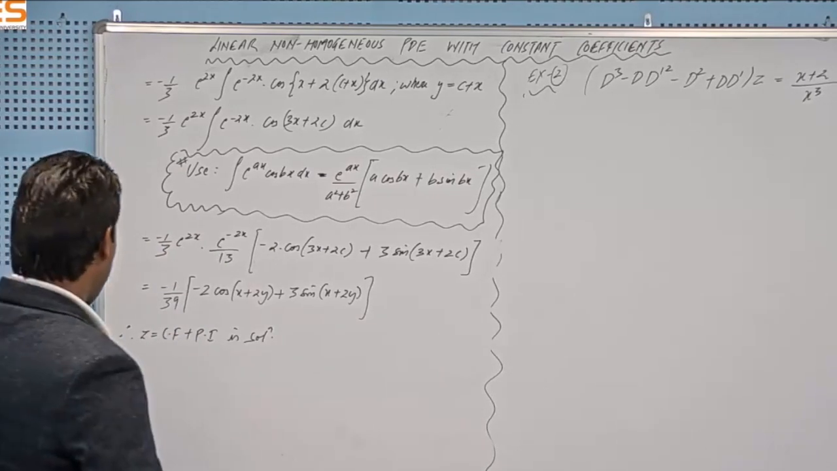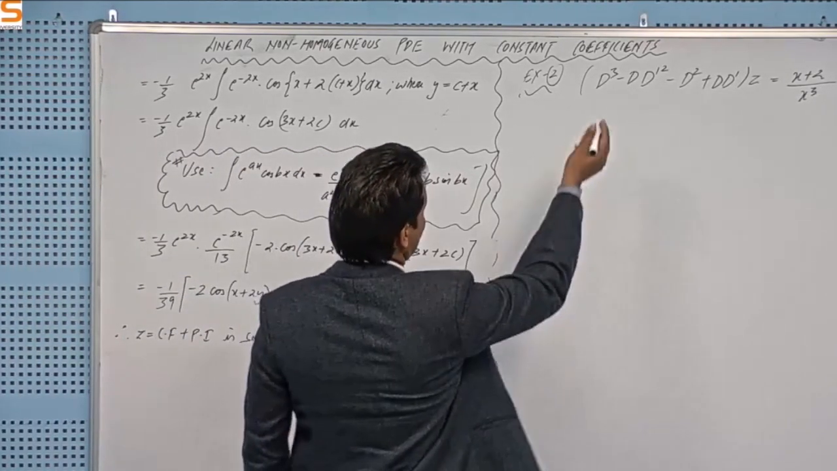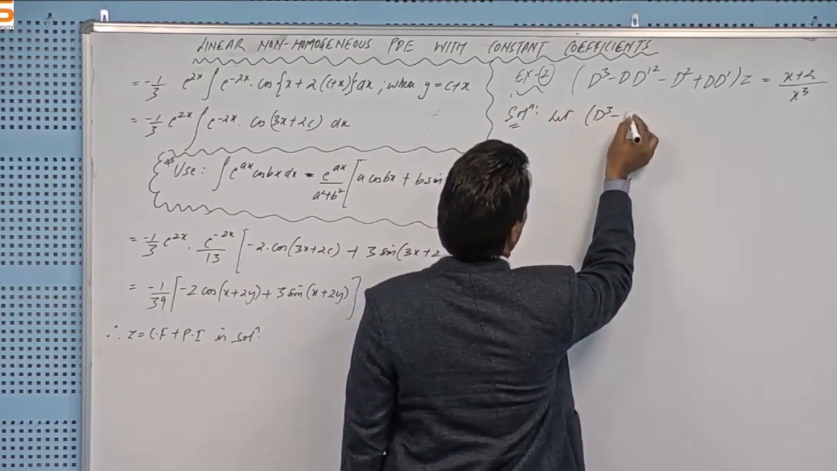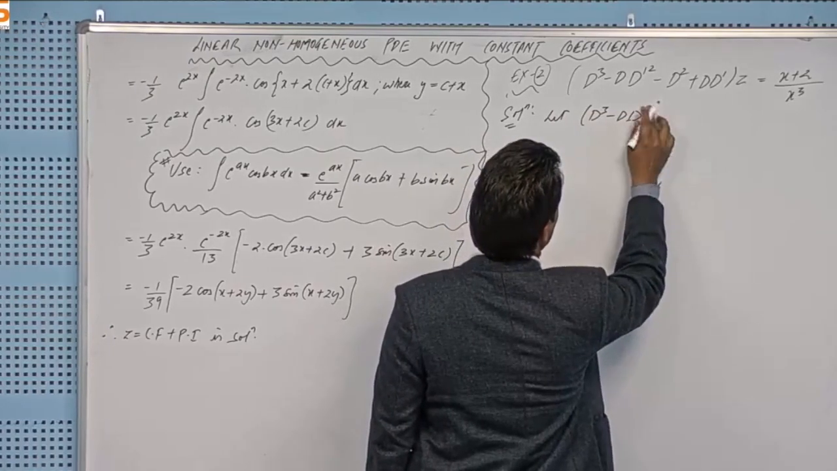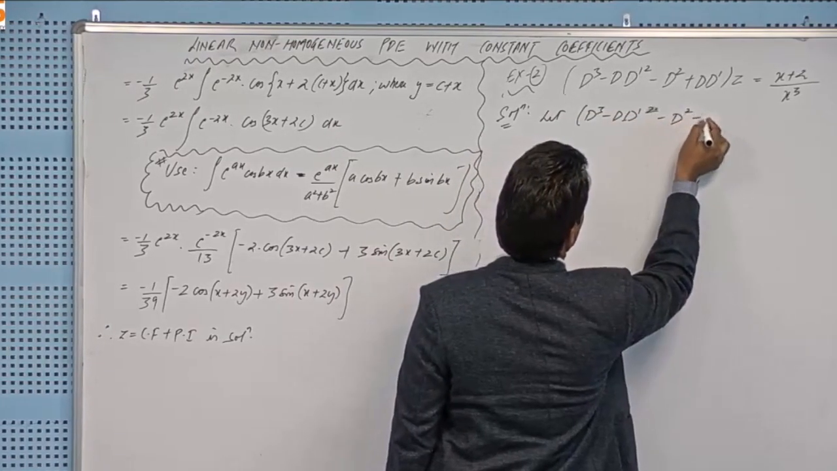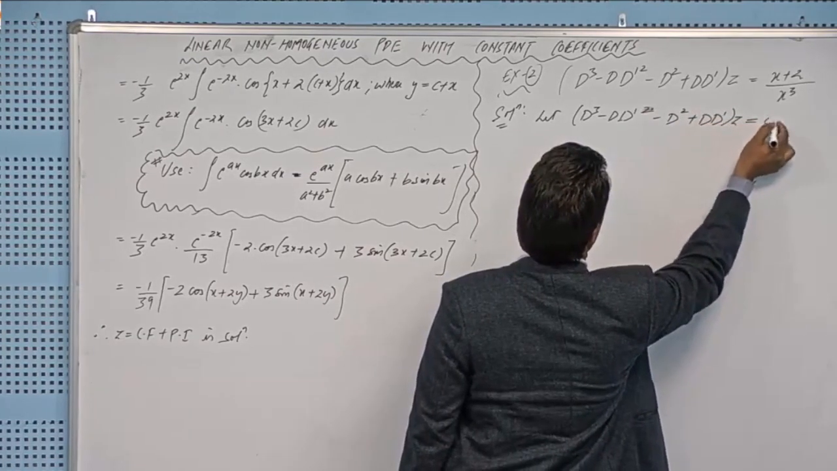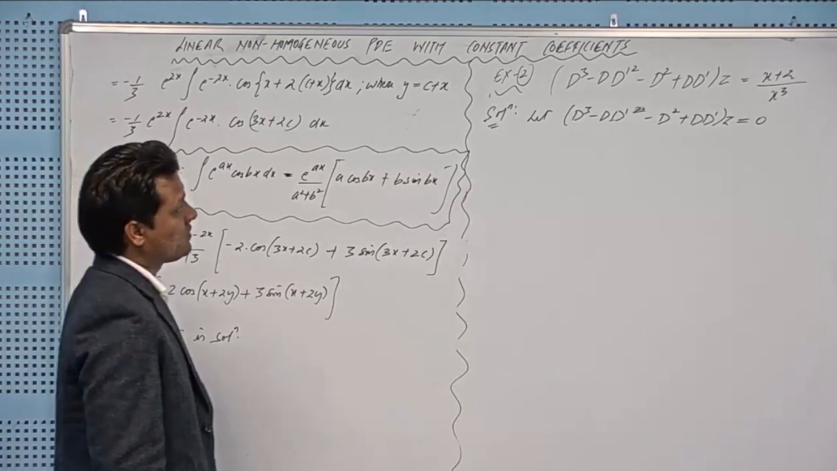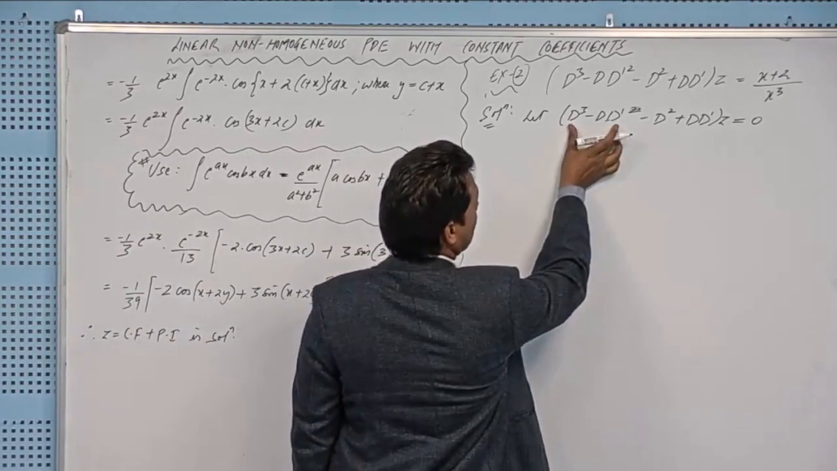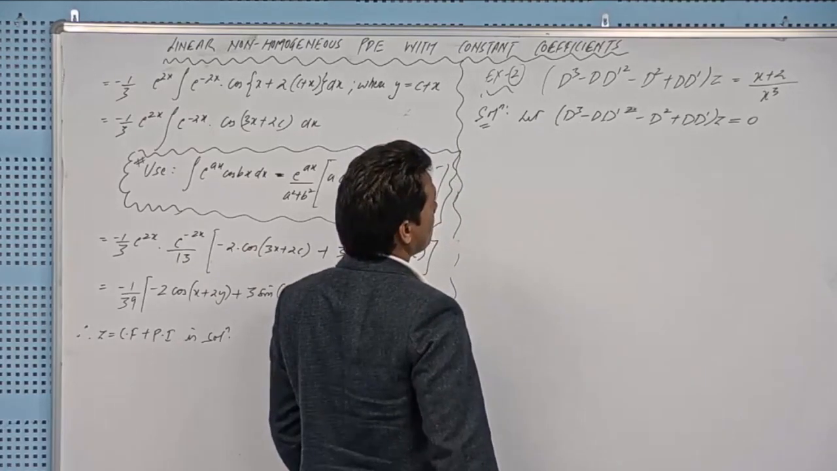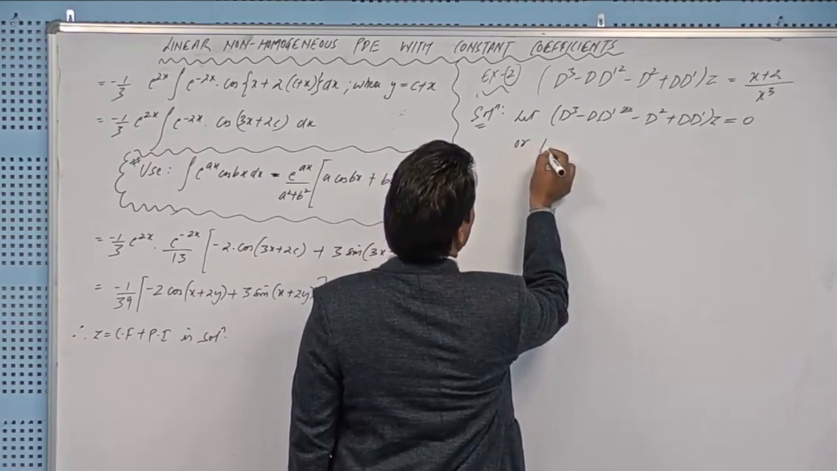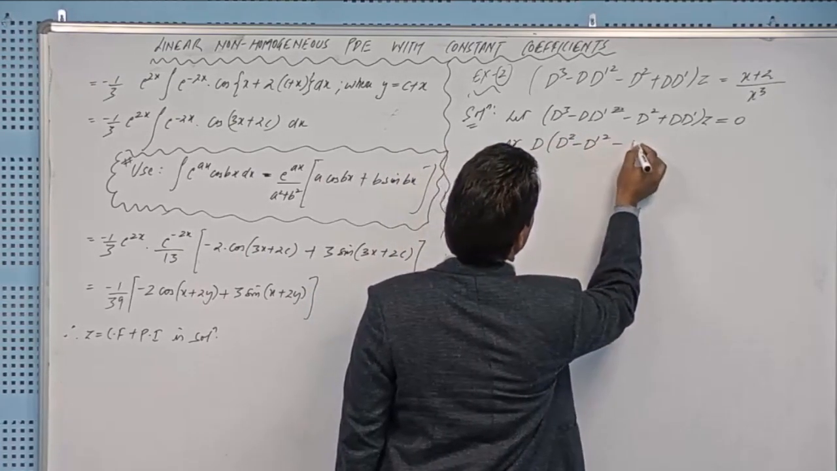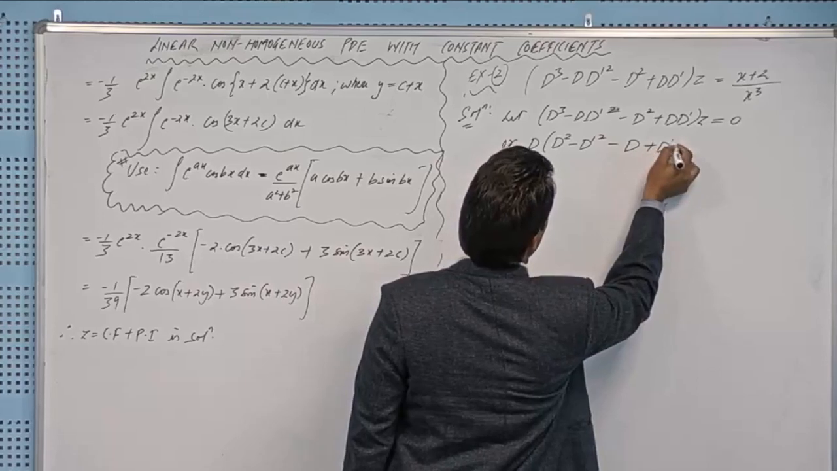Okay, then trying to factorize it, let D cube minus D dash squared minus D squared plus D dash z is equal to 0. Searching the solution for the right hand side as 0, may I factorize it? D can be taken common, then it will become something like D squared minus D dash squared minus D, yes, plus D dash, yes.